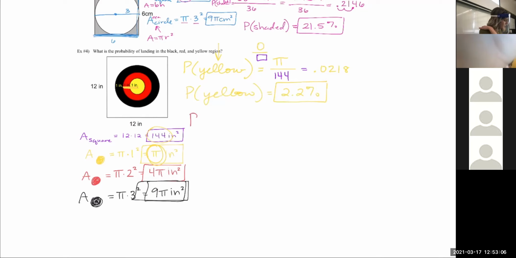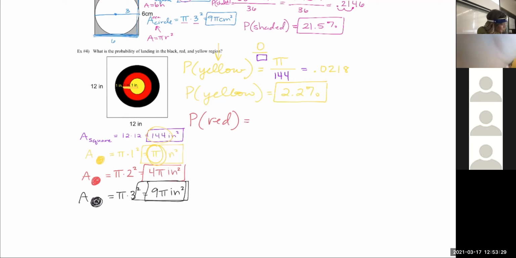It's not bad, but a little bit. So the probability that we hit the red portion now. Now we found the area of the red circle, but that's not what we're trying to find the probability of. What's the probability that you hit the red area? What do you do? You subtract the yellow from the red. Yes, we're going to subtract.